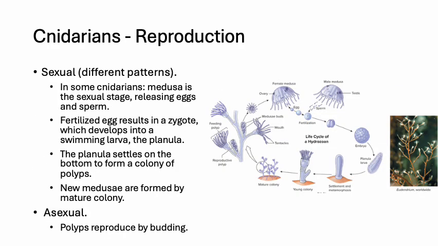Cnidarians have fascinating life cycles that often include both asexual and sexual stages. In many species, the medusa stage produces eggs and sperm that combine into a zygote, which develops into a free-swimming planula larva. This larva eventually settles and develops into a polyp, which can reproduce asexually, often by budding. These polyps may later produce new medusae, completing the cycle. It's a beautiful example of alternation between two body forms, each stage perfectly adapted to different parts of the life cycle.